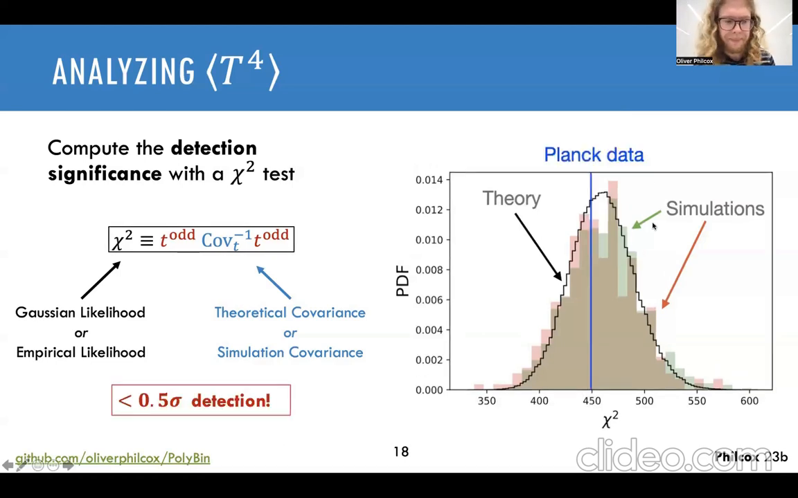So let me show you the results. The Planck data seems totally consistent with the theory or the simulations. We find no detection of anything weird at 0.5 sigma.